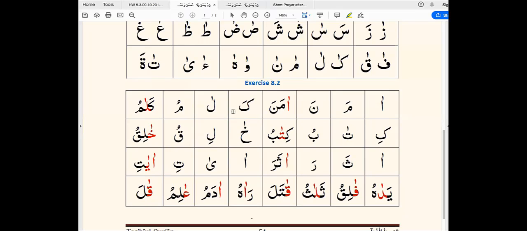Make sure your kaf is short because it's just got a simple fatha on there. Ka. Kalamu. Much better. Excellent. So just keep working on that vertical fatha, making sure that your vertical fatha sounds different from your normal fatha. Okay, so this is ka, 1 second. La, 2 seconds. La.